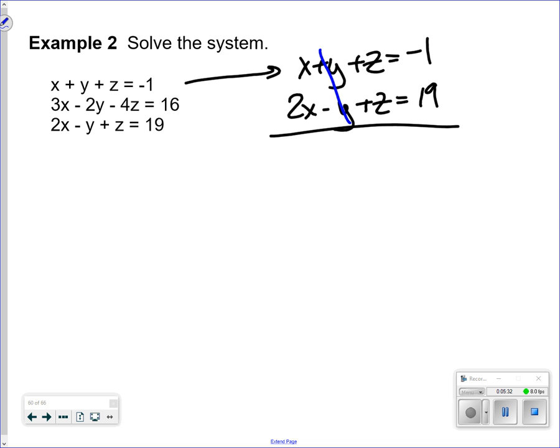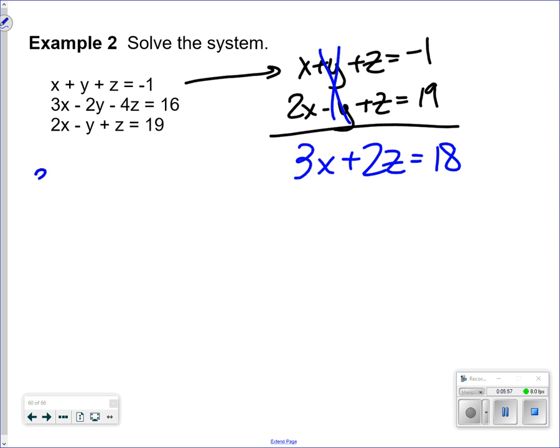So y is gone. 3x, add what's left, 2z, 18. So I got rid of the y. Now, this is the key step that some people will mess up. I have to get rid of y again, and I can't use the first and the third equation. Okay, I have to use the middle one and then the first and the third.